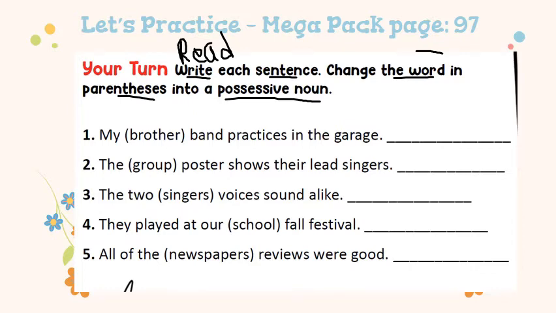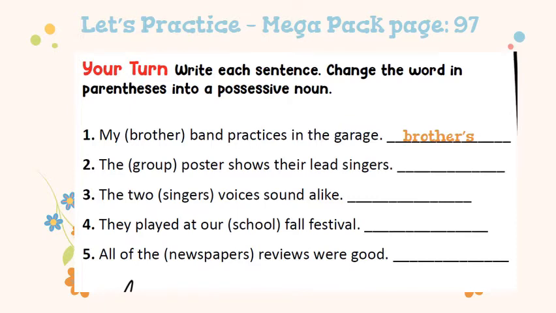Number one, my brother band practices in the garage. So brother, this is one brother, right? And band, this is one band. So I'm talking about the band that belongs to my brother. I just want to make it possessive. So I should say what? Brother's, right? Do I write S? No, miss. You should put apostrophe S. Okay, brother's band. So it becomes my brother's band, like that.